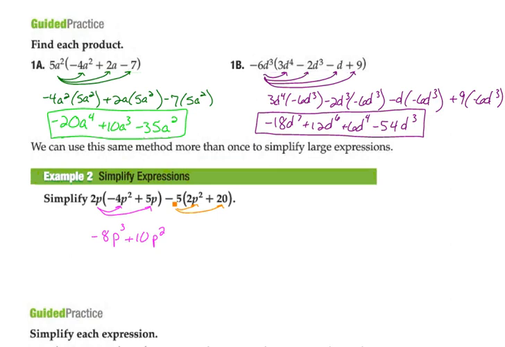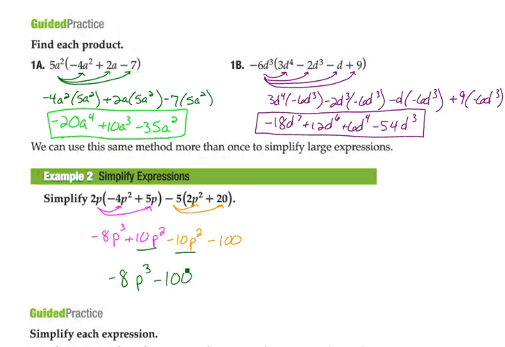Then I'm going to distribute the negative 5 times the 2 is negative 10. P squared comes along for the ride. Negative 5 times the positive 20 is a negative 100. Okay, same concept, it's just here we're distributing two different pieces. So, simplified? Nope, it actually isn't, because look at this. We do have like terms. So now we're going to have to combine our like terms. Notice what happens to them. They actually cancel out. So, final answer is negative 8p to the third minus 100.